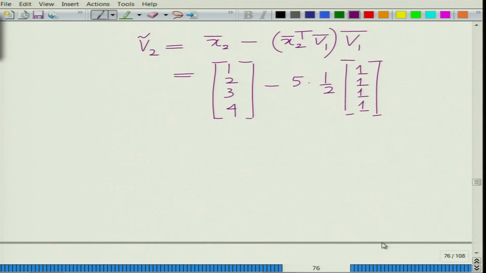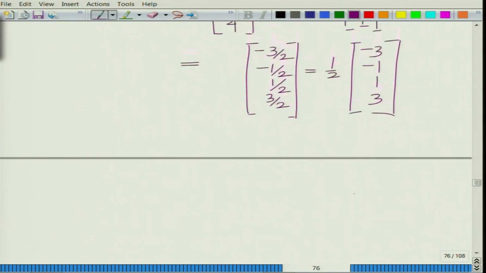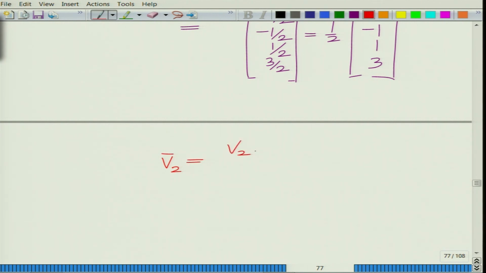So, if you look at this, this is going to be basically 1 2 3 4 minus this, and you can check, this is going to be minus 3 by 2, minus half, half, 3 by 2, which is basically half times minus 3 minus 1 1 3. So, this is the vector, and now you obtain v2 bar by taking v2 tilde and dividing it by its norm. So, this will be v2 bar, which is equal to v2 tilde divided by its norm.